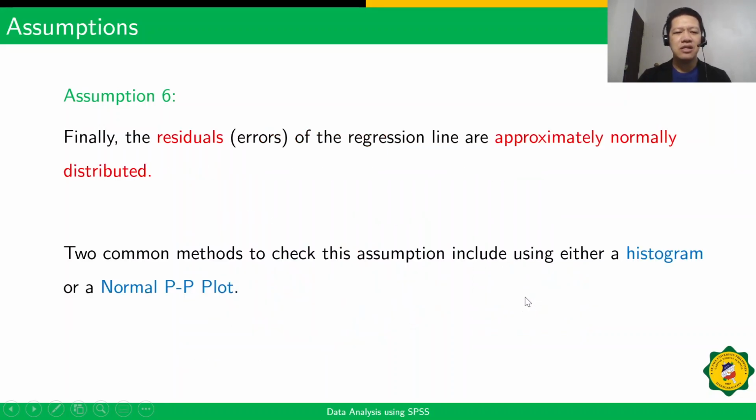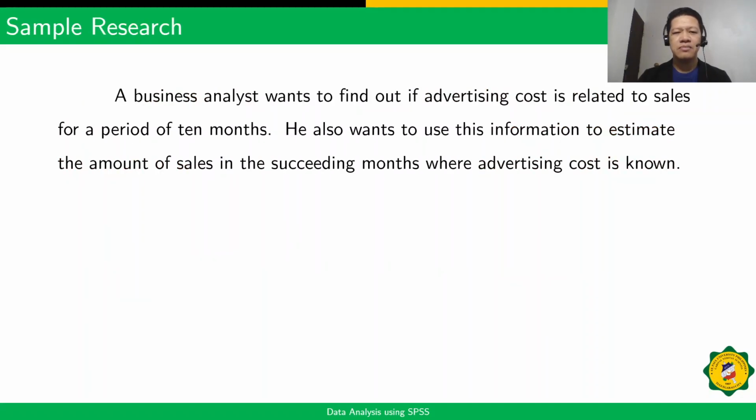Sixth assumption, the residuals of the regression line are approximately normally distributed. Let us assume that all those assumptions are satisfied by our sample data here. So let's start with the sample problem.